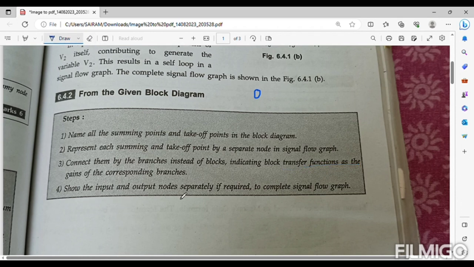Then show the input and output nodes separately if required to complete the signal flow graph. You can show the input and output nodes separately according to the given problem, if required. Here you're supposed to follow these two important things without fail so that you can easily do the problem. Naming is up to you.